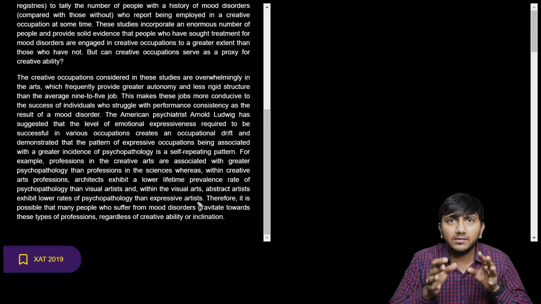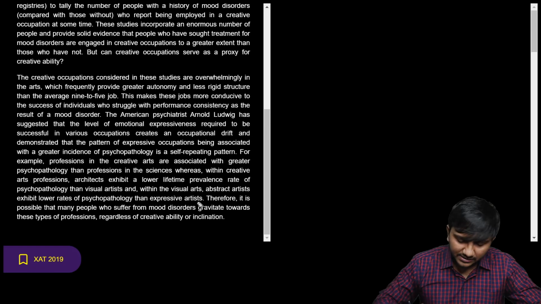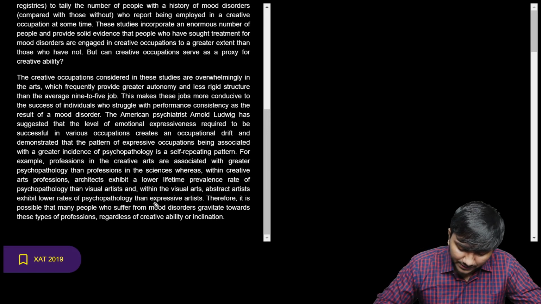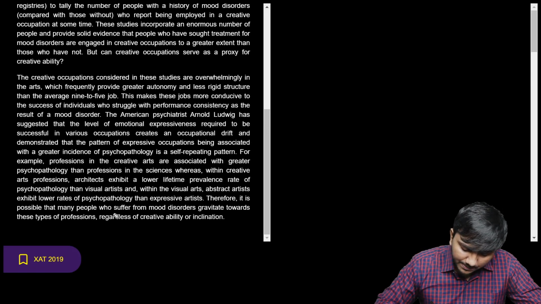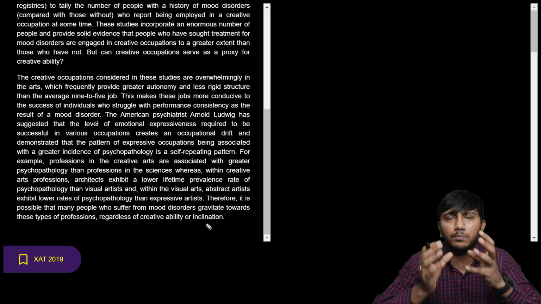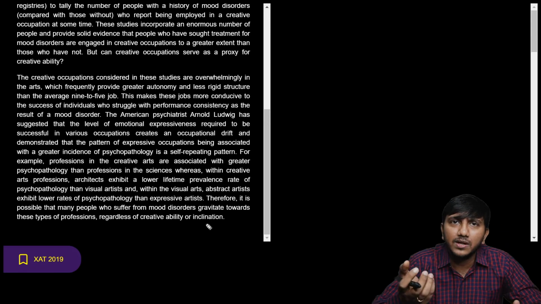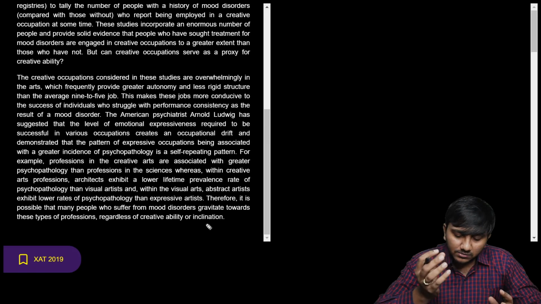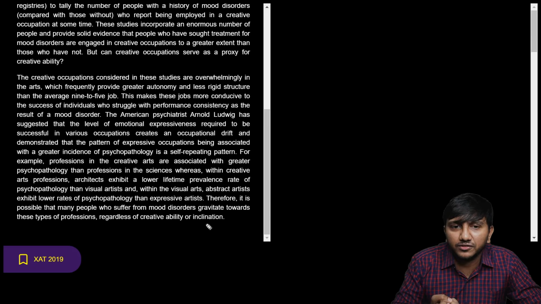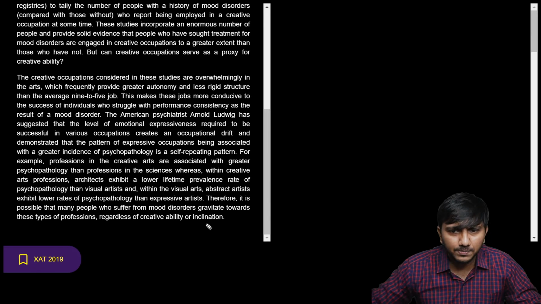Okay, they have given like a tree structure, they have divided and said what kind of people exhibit lower and higher rates of psychopathology. Therefore, it is possible that many people who suffer from mood disorders gravitate towards these types of professions regardless of creative ability or inclination. So it says that certain professions have certain kinds of demands, and those demands pull people with certain kinds of disorders towards those occupations. Okay, that's what is given in the last paragraph.